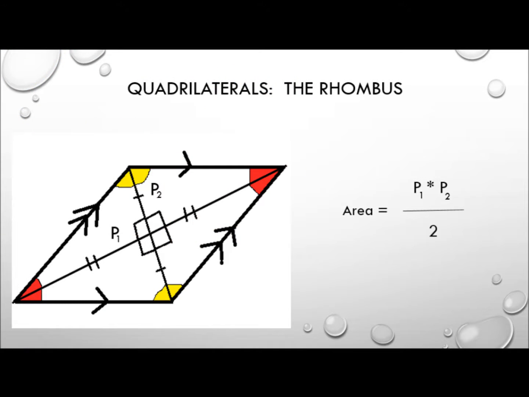So if you find yourself on an exam and you're given the length of the two diagonals, don't sweat trying to derive it, trying to figure out what the lengths are and the angles are so that you can try and work out the area. Just simply multiply the two diagonals together, then halve your answer, and that will give you the area of the rhombus.